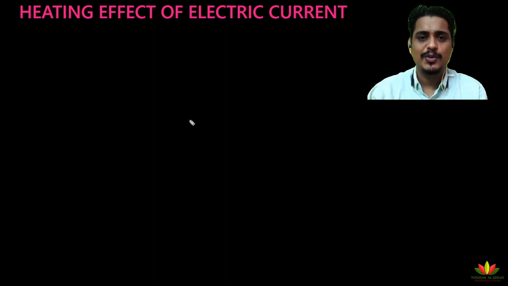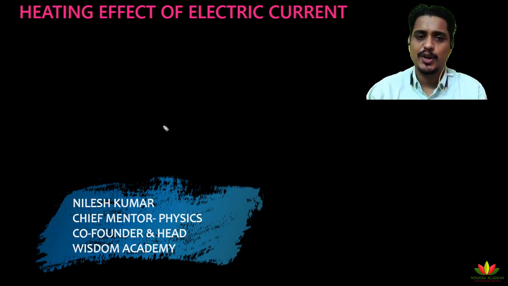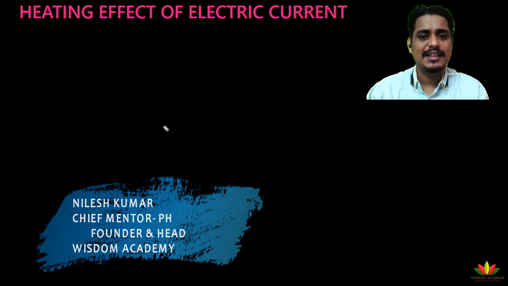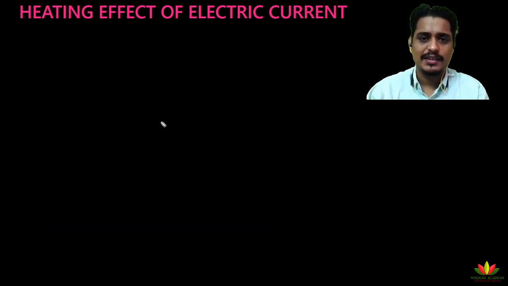In the previous video, you have learnt about the combination of cells, when the cells are combined in series and when they're in parallel. Today, you're going to see what is the heating effect of electric current. So as the current is passing through a conductor, it heats the conductor. That was found by Joule.